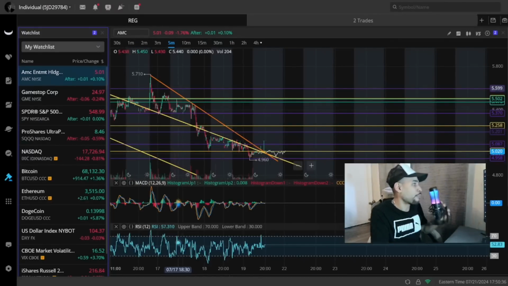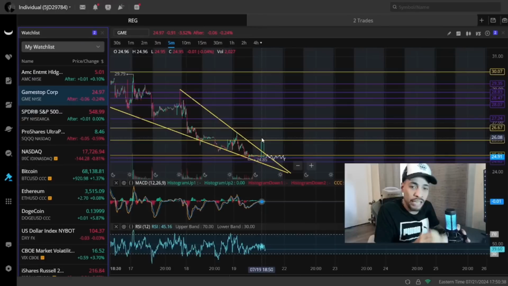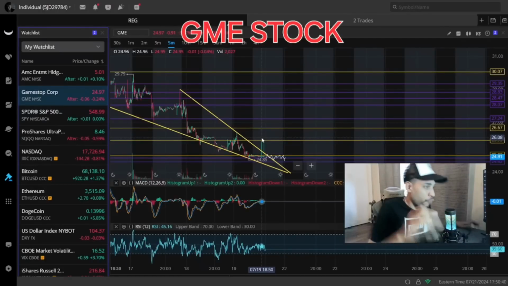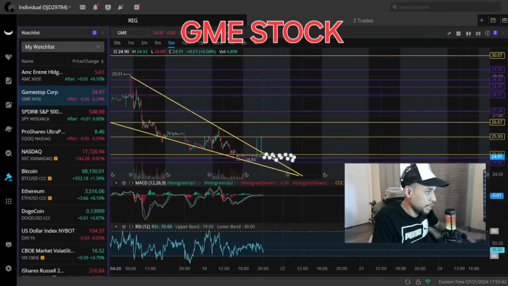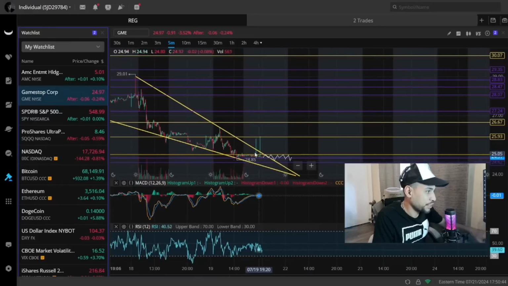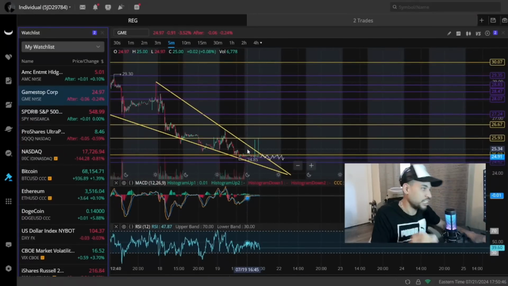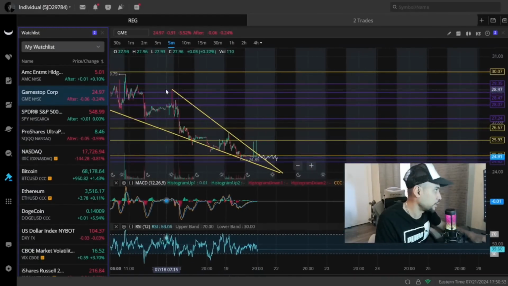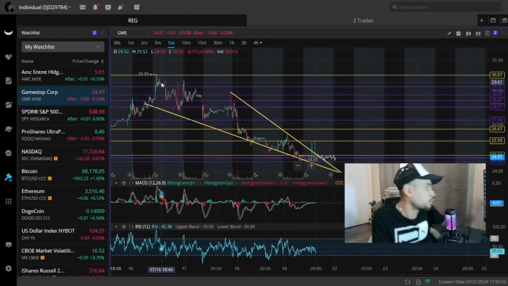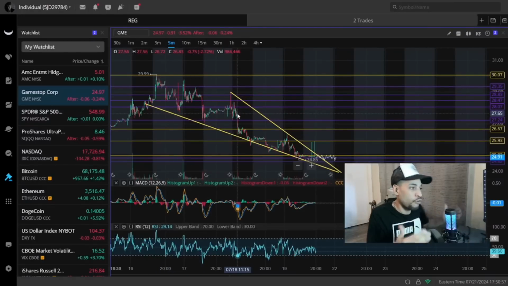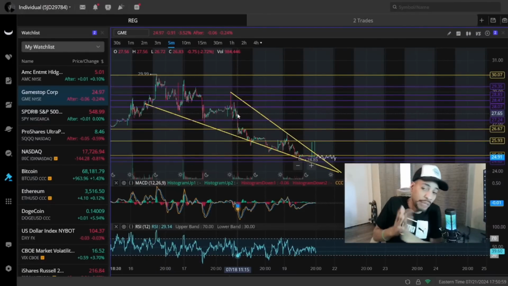Let's hop right in with GameStop and show you what's going on with the technicals for this week for GameStop stock. Right off the bat, you can see that it is in a falling wedge. This is a bullish indication of a reversal. Keep that in mind. You can see that the falling wedge had a peak of $29.99, which means the overall price target for this falling wedge would be that $29.99 level, $30.